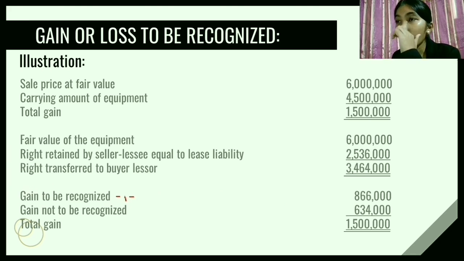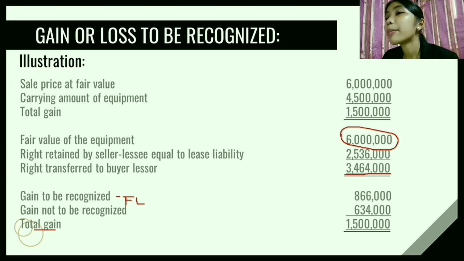So, paano ba siya natin nakuha? Yung ating pong gain to be recognized ay may formula na total gain. Ito pong ating total gain na 1,500,000 pesos. I-multiply po natin yan sa right transferred natin to the buyer-lessor na nakuha, which is 3,464,000 pesos over the fair value of 6 million pesos. So, makukuha po natin doon is 866,000 pesos.